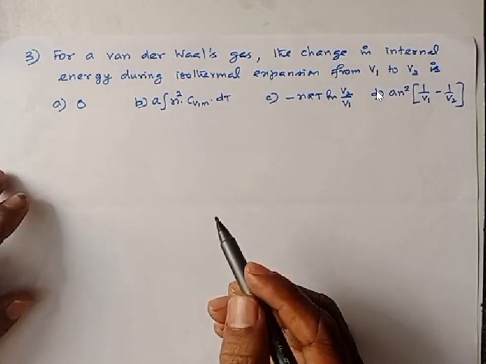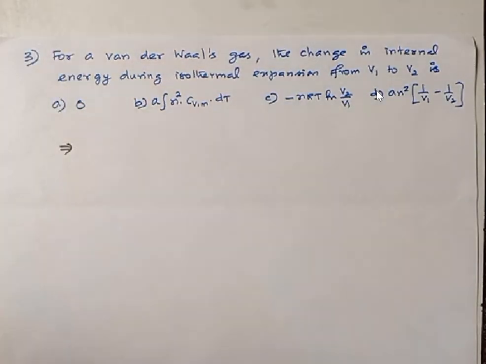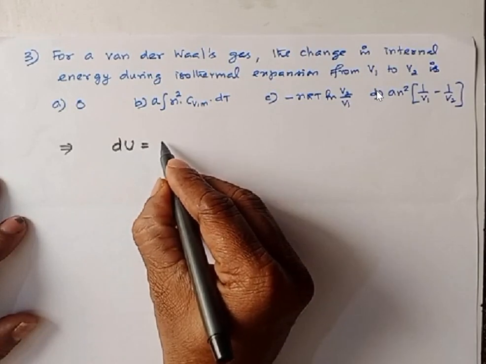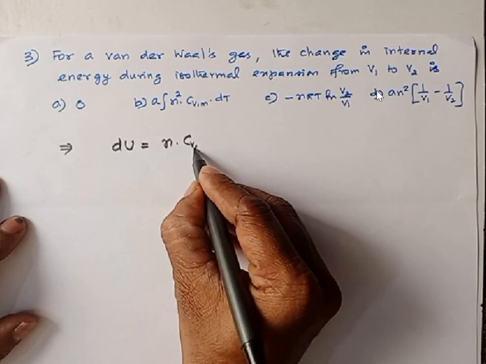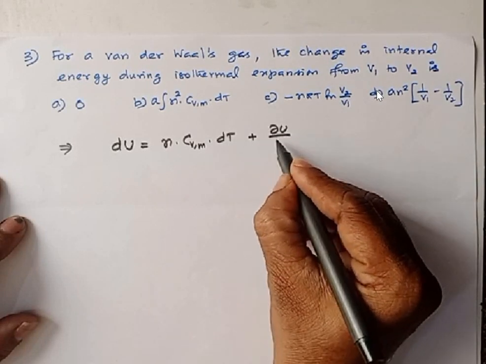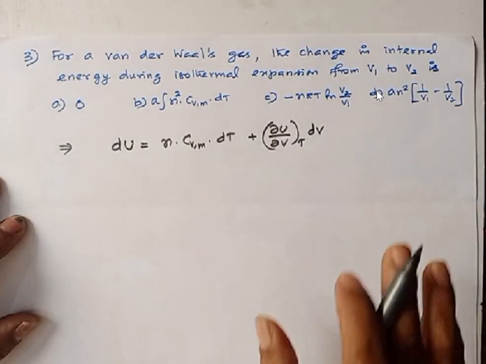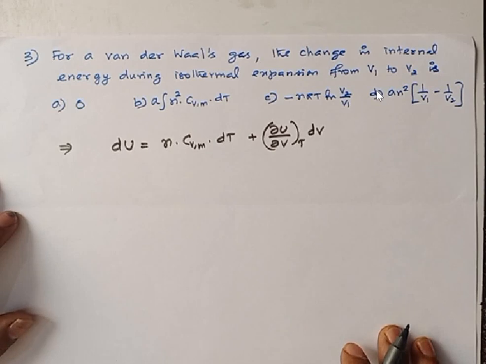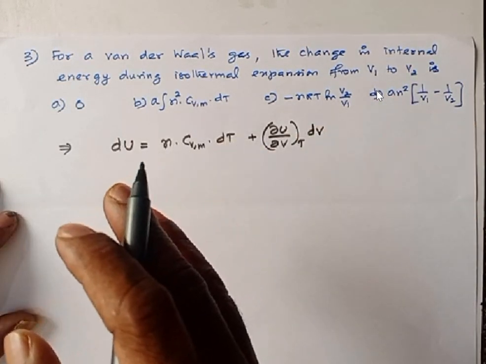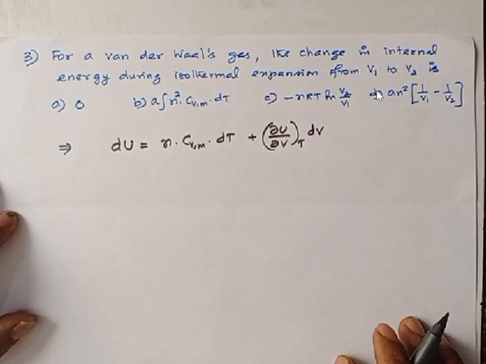Okay, listen, the general formula for change in internal energy, let me write the general formula. dU is equal to, it's a very standard formula, n into CVm into dT plus dou U by dou V at constant temperature into dV. This is the general expression for change in internal energy. This is applicable for any gas, real gas, ideal gas, solid, liquid, for any substance you can use.